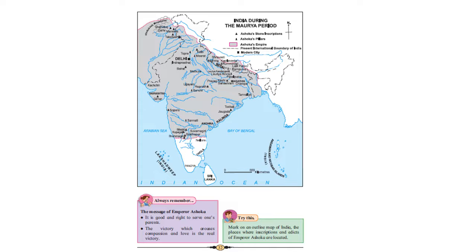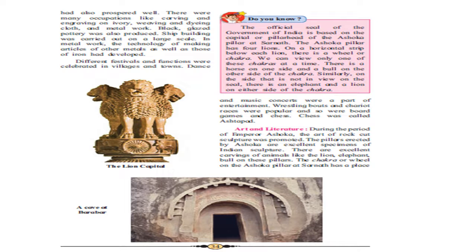There was a council of ministers which advised the king in the matters of administration. There were many officers working at different levels. There was an efficient, means very good, intelligence service which kept an eye on the administration and on the movements of the enemies. Let us learn about the life of the people during the Mauryan period.